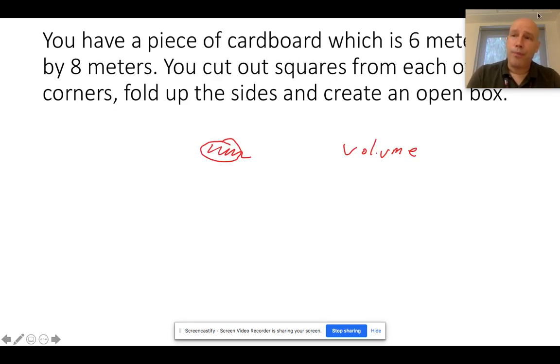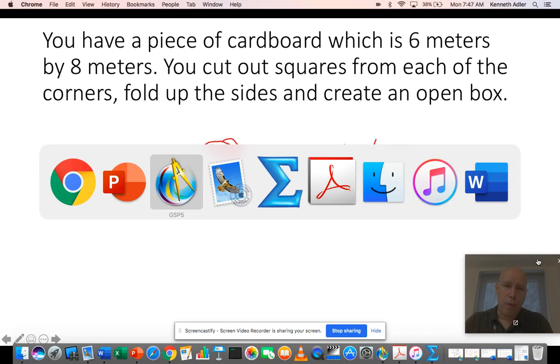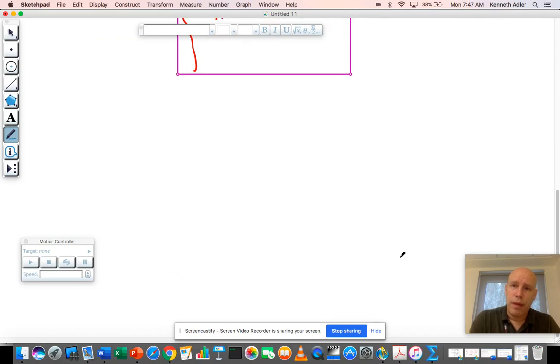Last problem. You have a piece of cardboard which is 6 meters by 8 meters. You cut out squares from each of the corners, fold up the sides, and create an open box. So what's the visual for that? Let's go back to Geometry Sketchpad. Let's scroll this up a little bit.